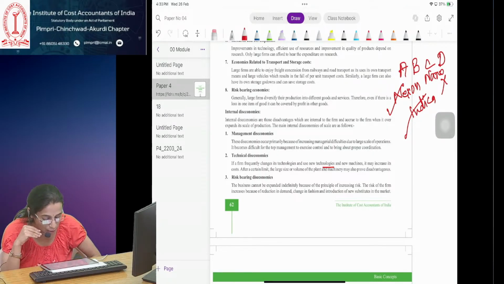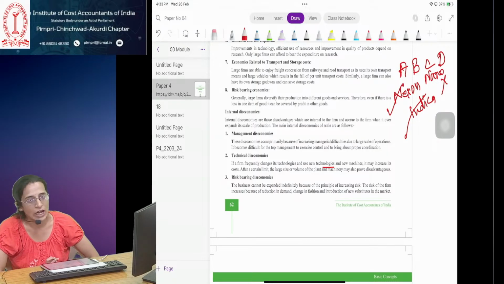These diseconomies occur primarily because of increasing managerial difficulties due to the large scale of operation. It becomes difficult for the top management to exercise control and bring about proper coordination. Logically, with large scale production, you will have a big plant, a lot of people working, a lot of machinery, raw material, and finished goods going in and out every day. Financial team, technological team, design team, a lot of people working. So it becomes difficult to manage big organizations which produce on a large scale. We face that problem as a disadvantage when we increase the scale of production.